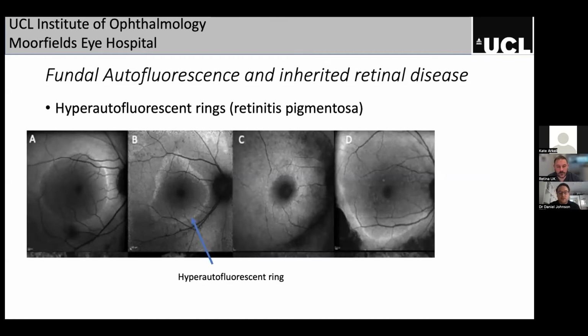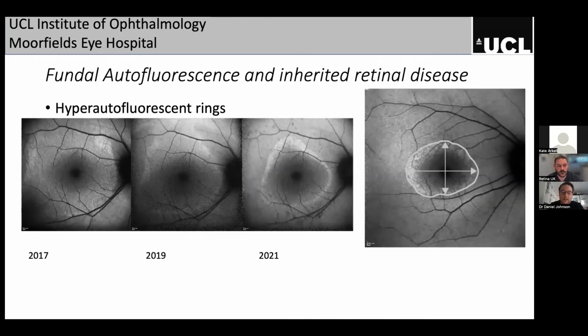And when you see these rings, these are areas where actually the cells in the retina are unhappy, they're not healthy. It's not to say that they're dead, but actually they aren't normal. And if you quantify these over time, you can see how the condition progresses. So you can take measurements and see if that ring gets smaller over time, which corresponds to the disease progressing, as an example.